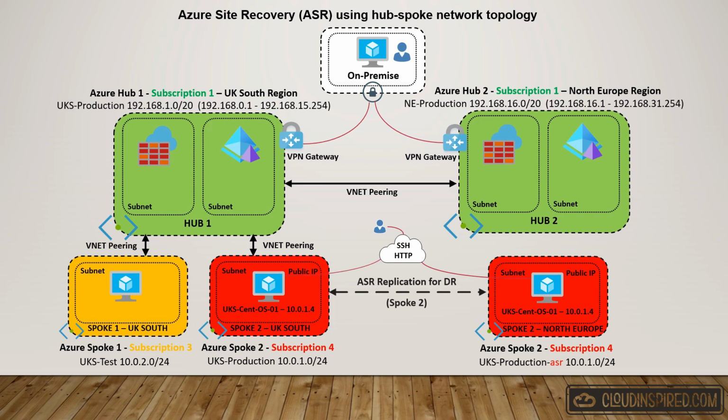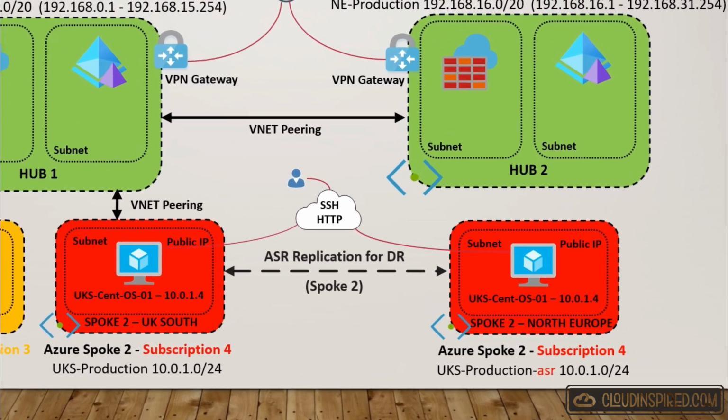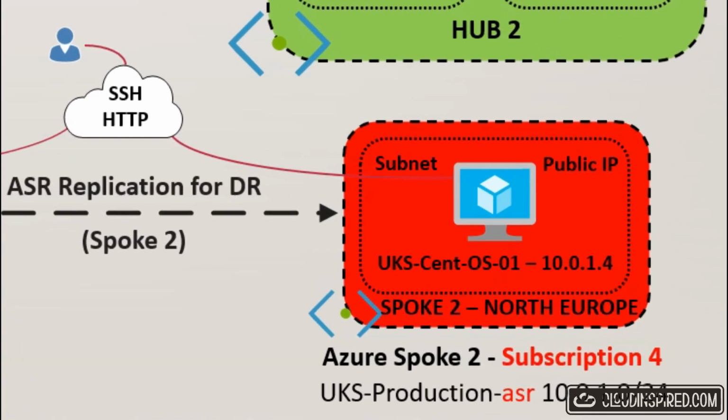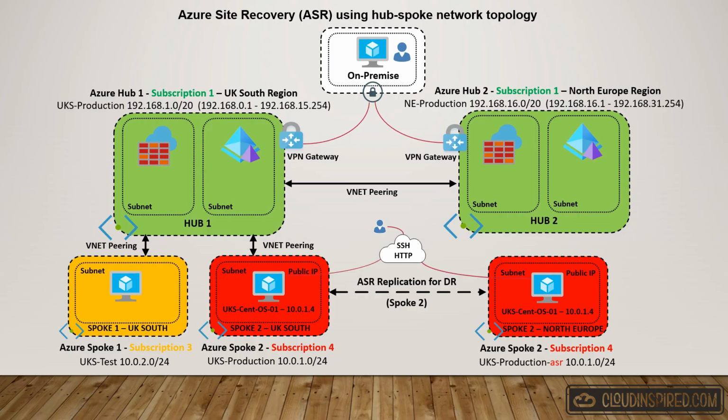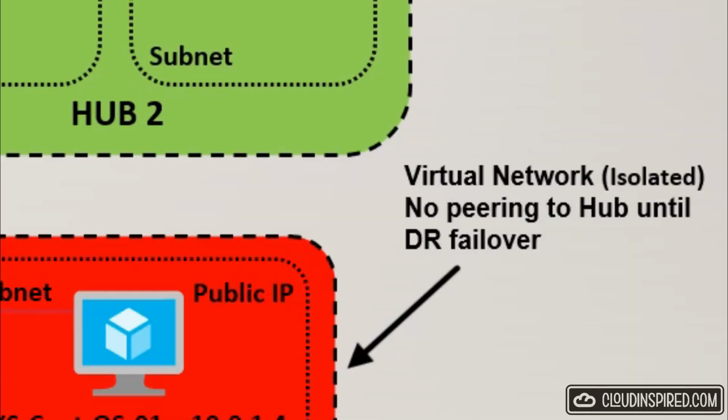North Europe region. We then perform a test and real failover of the VM from UK South to North Europe and connect to the website via the public IP in the North Europe region once we fail over the VM. In a hub and spoke network topology model as shown in the diagram, to connect to the VM once we fail it over, the spoke 2 virtual network where the VM resides in North Europe would be isolated with no VNet peering to the hub virtual network until DR failover.